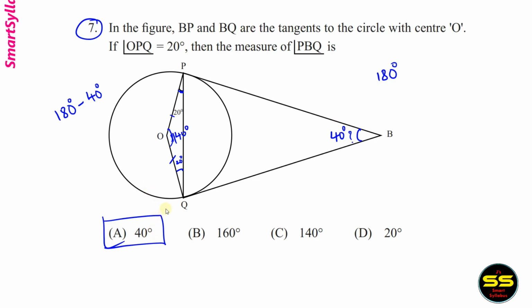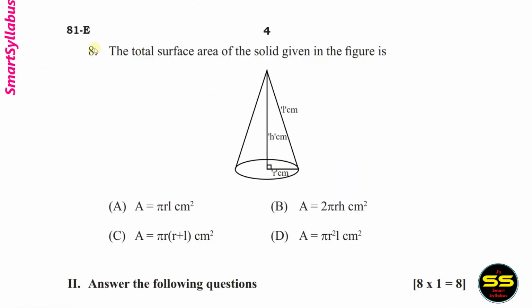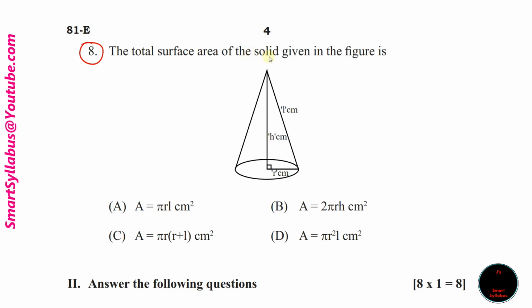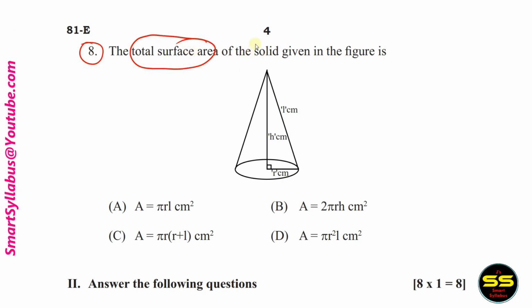Okay, now the last question from the MCQ section. It's the final question from the first week. The total surface area of the solid given in the figure is... as you can see, the figure is nothing but a cone. So the slant height, that's L, it's the slant height of the cone, and this is the radius of the cone. So these three parameters are given. On that, for us, it is asked to write the total surface area formula of this cone.